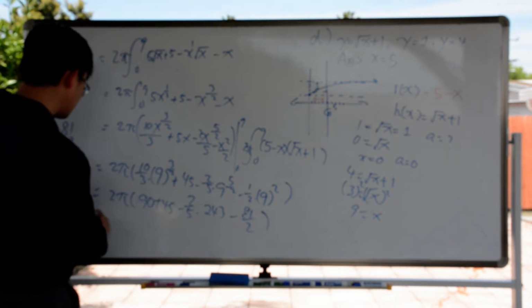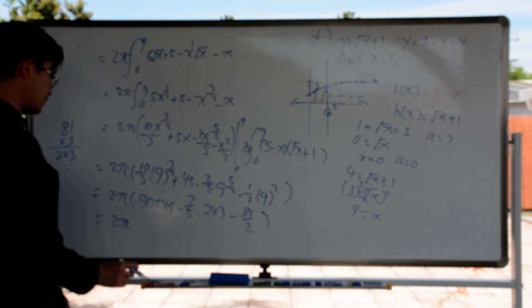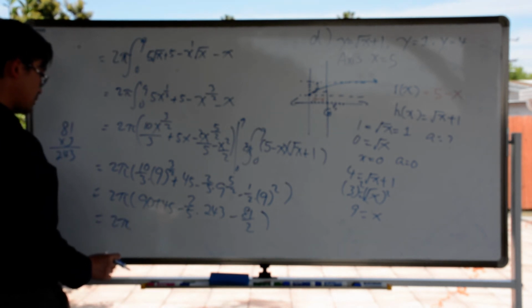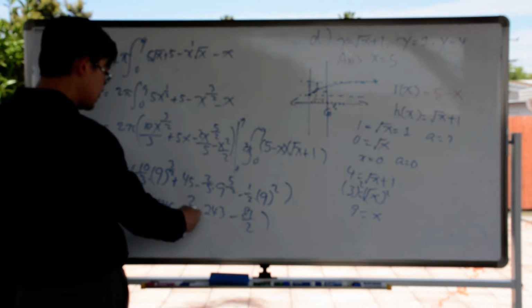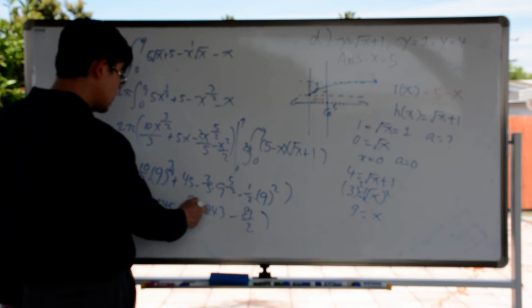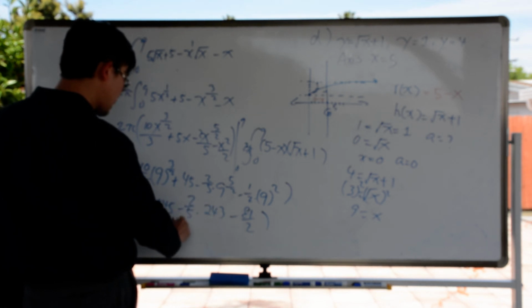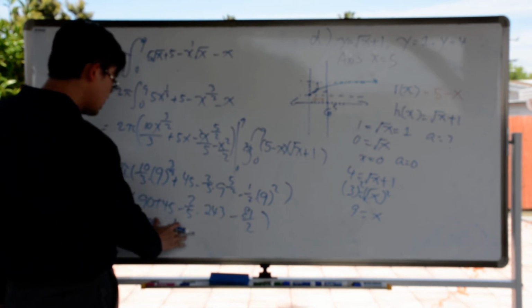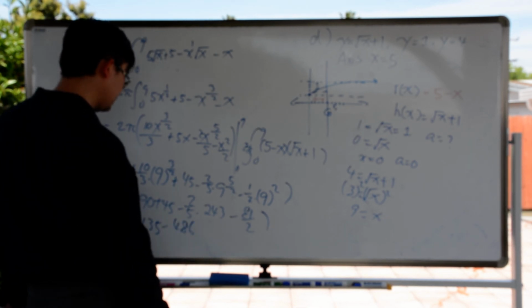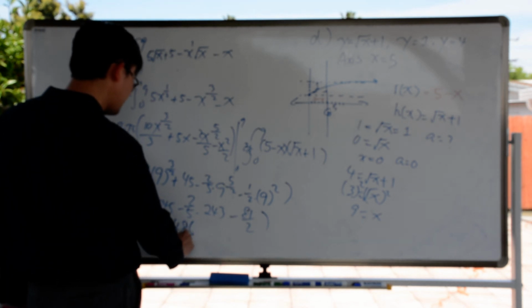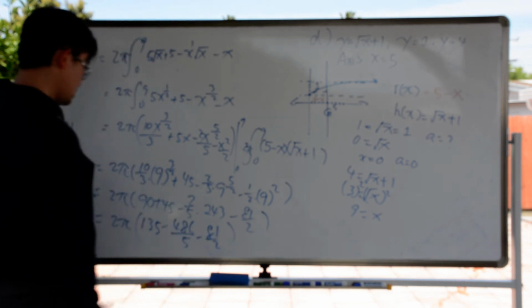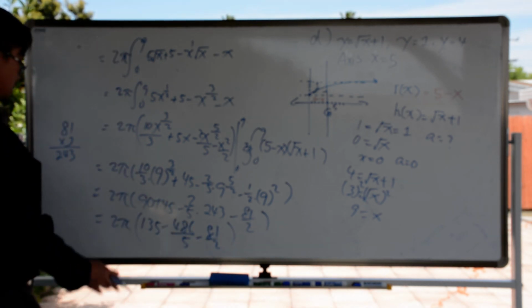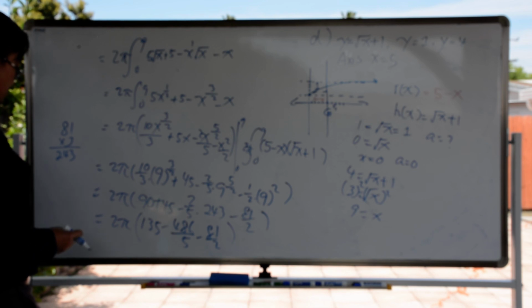And then the rest of this, just combine like terms, so 90 plus 45 will be 135. So nothing we can reduce here, so multiply them straight across. So 2 times 243, 486 over 5, minus 81 over 2. And then the rest of that, just find the common denominator, and then put them all together, okay?